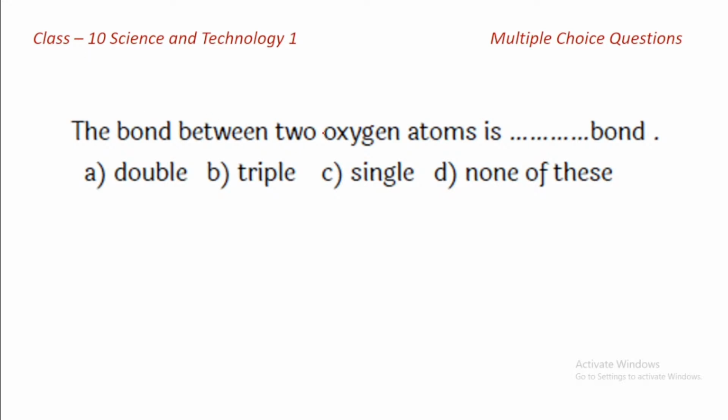The bond between two oxygen atoms is dot dot. Double bond, triple bond, single bond, or none of these. The correct answer is double bond. That is, the bond between two oxygen atoms is a double bond.